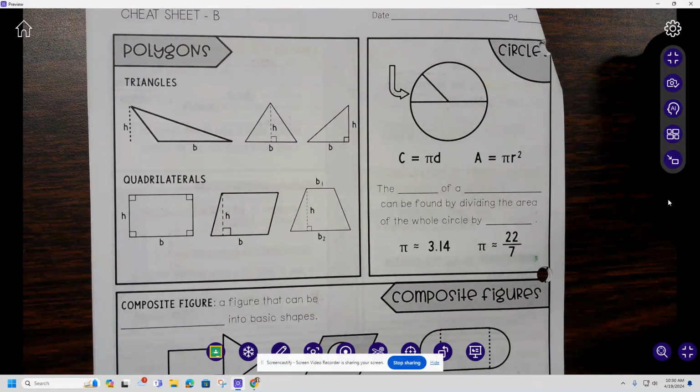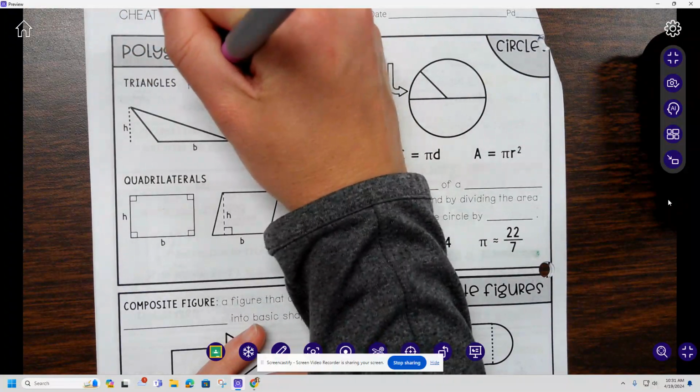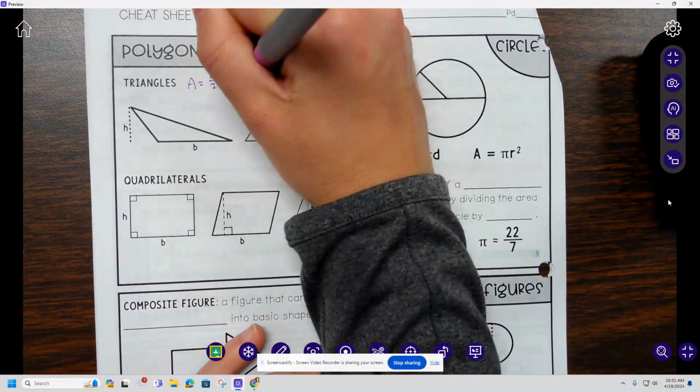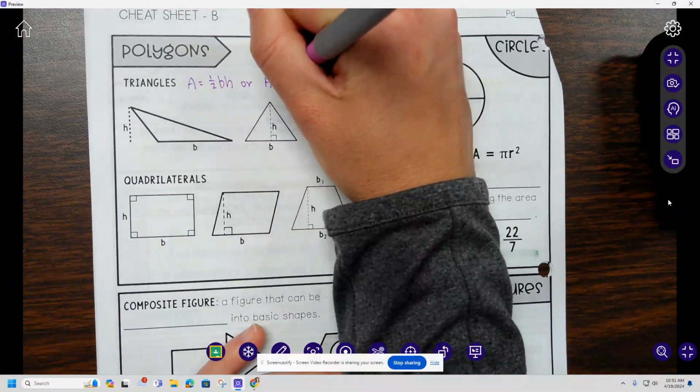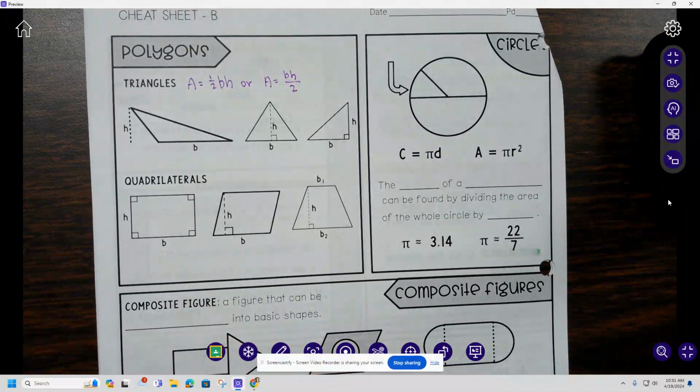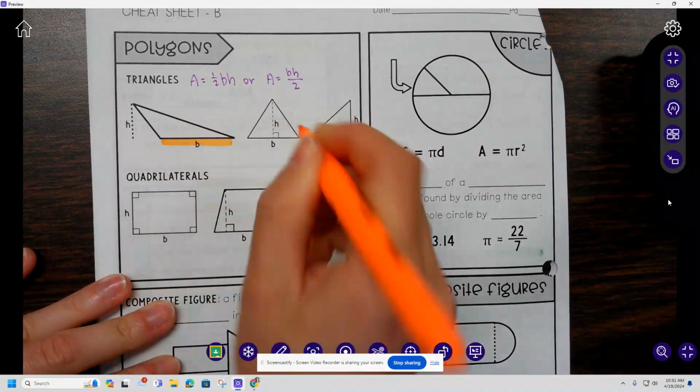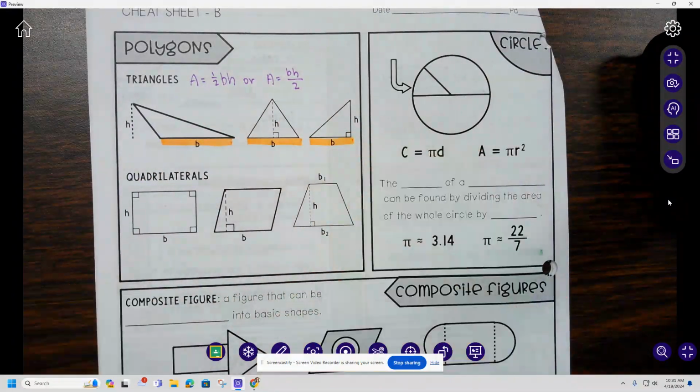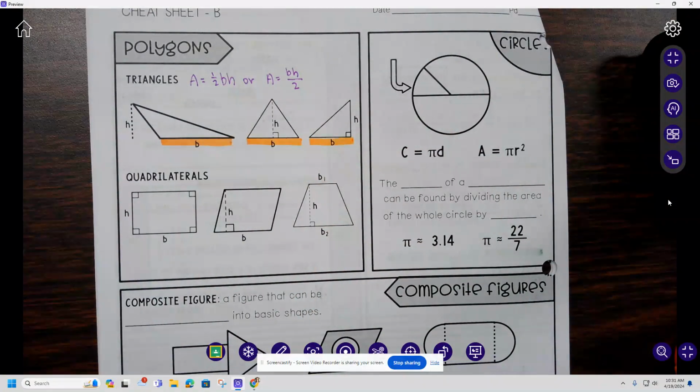All right. First, let's talk about polygons. The first thing that we're going to talk about is triangles. The way that you find the area for a triangle is area equals 1/2 base times height, or area equals base times height divided by 2. The reason that you can use either one is because multiplying by 1/2 and dividing by 2 are the same exact thing. They will give you the exact same result. So let's take a look at these triangles real quick. Each of these triangles has a base, and they also have a height.